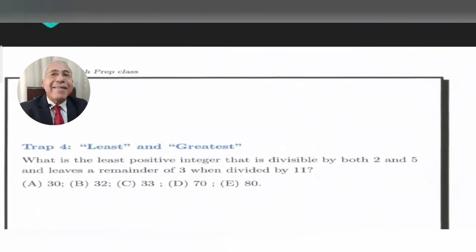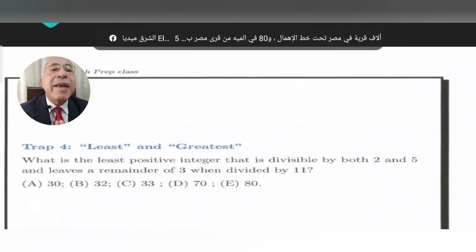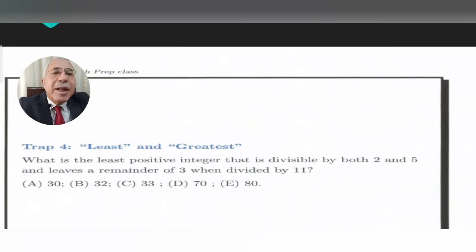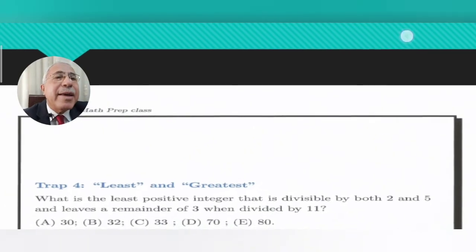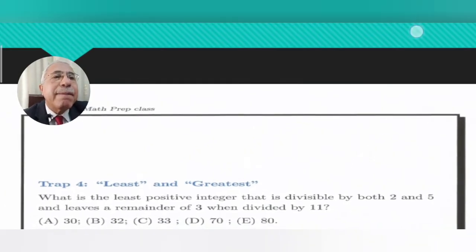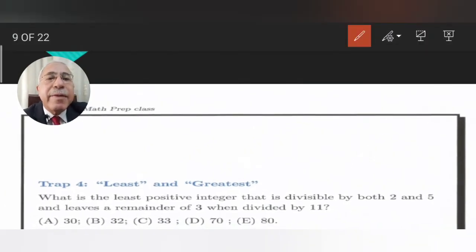Okay. The question says: what is the least, the smallest, positive integer. What do I have here that is important to mark? What do I need to know? It says least positive integer. Very good. That means I have 3 things. Let's see what they are. It is least 1, positive 2, and integer 3.